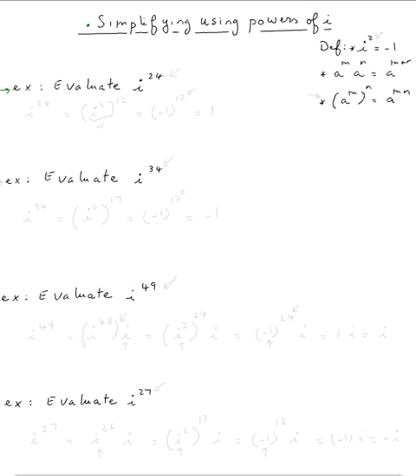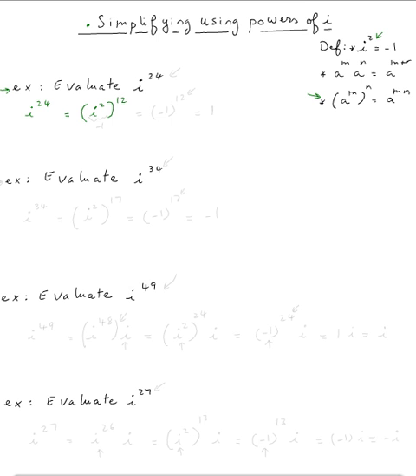So the key here is somehow trying to get i squared, because we know i squared is equal to -1. So the trick here is write i to the 24 as i squared to some number. So what do you think that number is supposed to be? It's supposed to be 12. Why? Because 12 times 2 is 24, right? I'm looking at the power rule: a to the m to the n is equal to a to the mn, right?